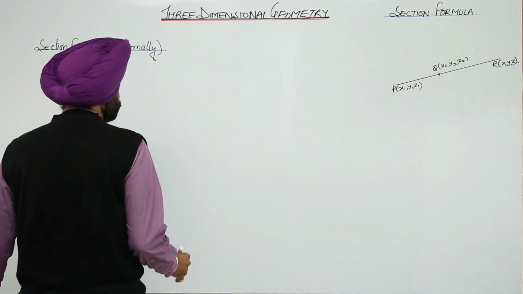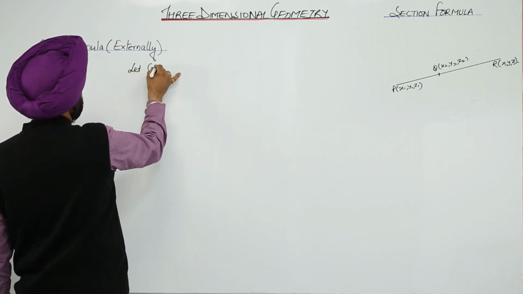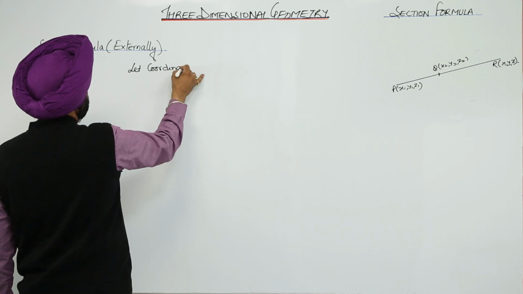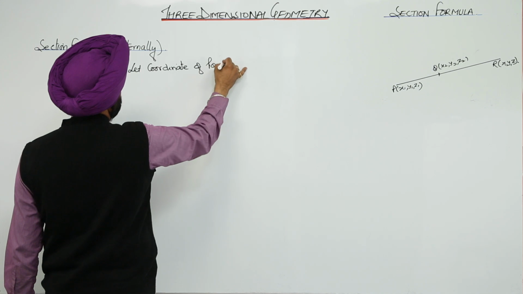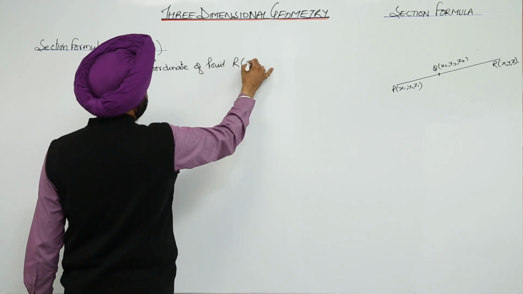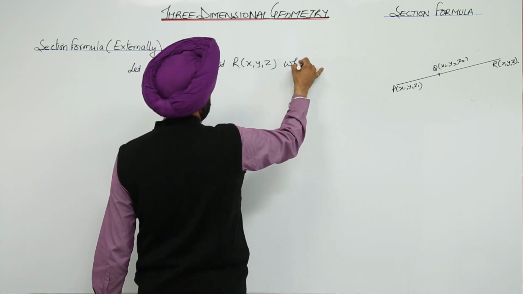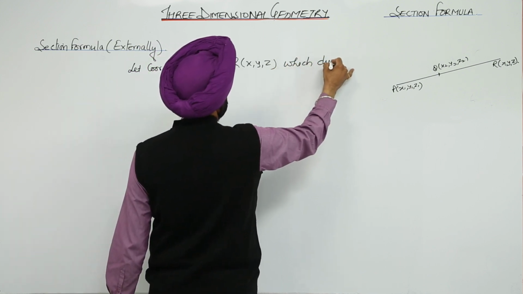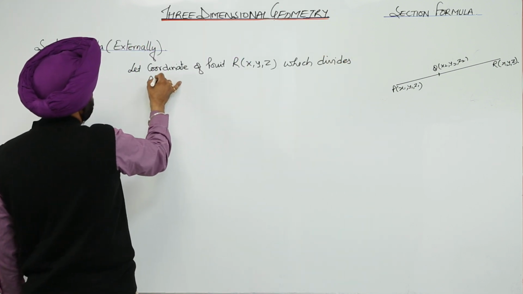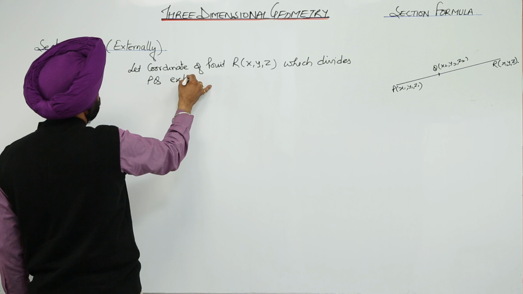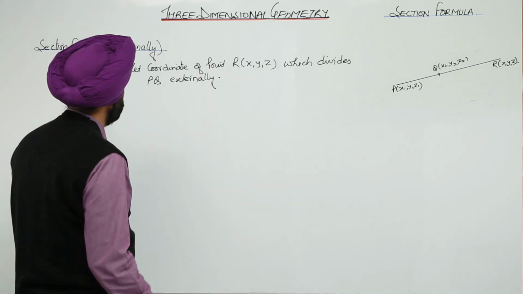Now let the coordinate of point R be x comma y comma z, which divides PQ externally. Okay.